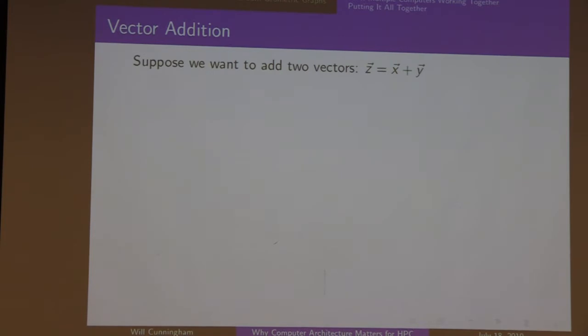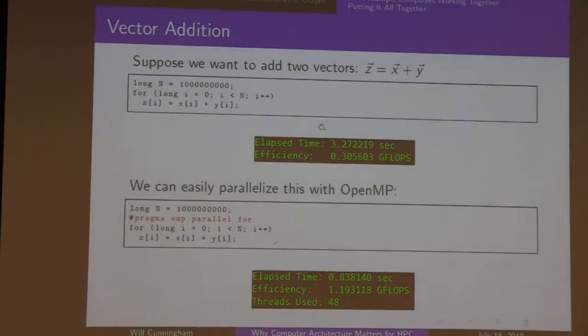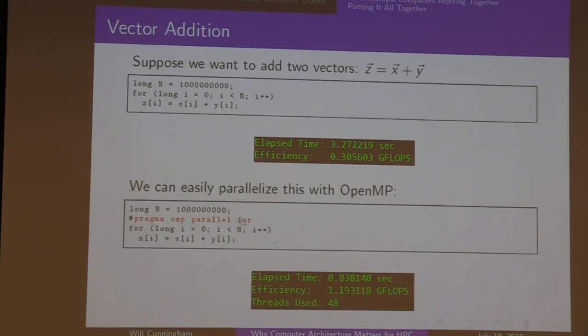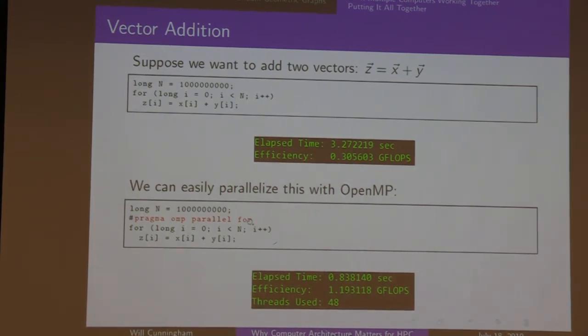So let's look at another example. Suppose we want to add 2 vectors. In this case, you can think of it as either an array or a C++ vector. You do this operation, z equals x plus y, and it takes some amount of time, not very long. To parallelize it, you just add this one single statement, along with the header and compiling it differently. But in terms of modifying the code, it's really minimal work.